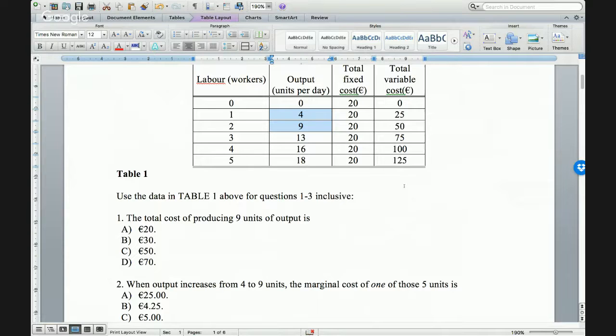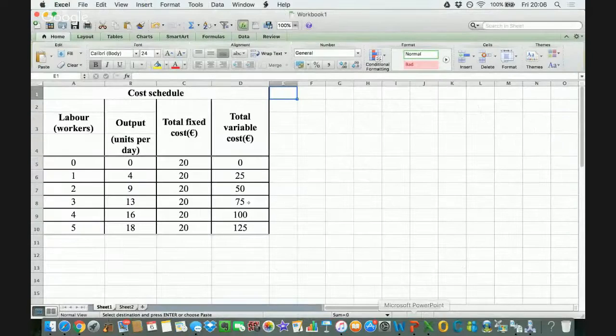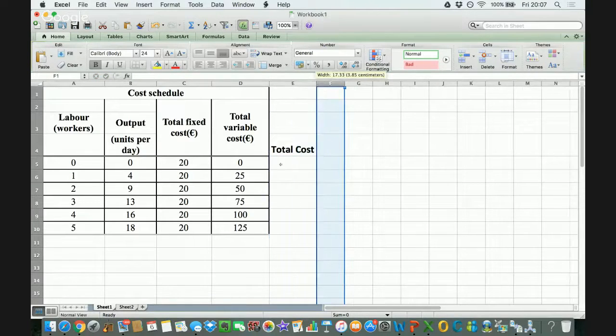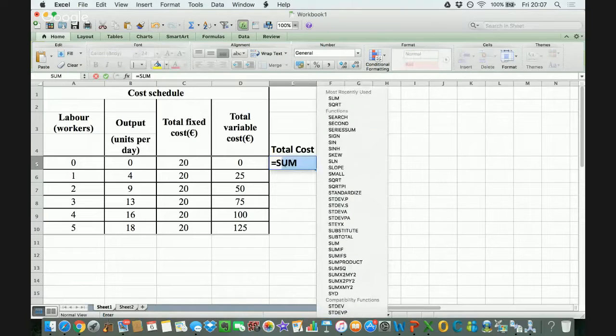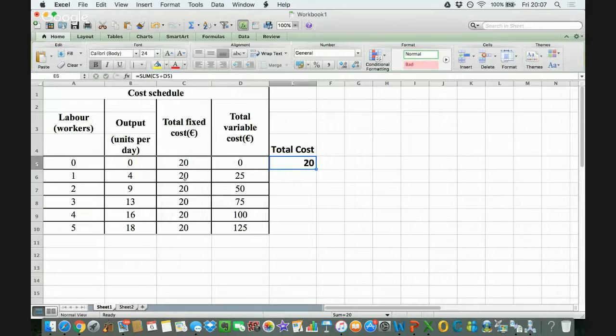I'm going to show you Excel with that table in it. Actually, it might make it a little bit clearer for you. I could put in total cost here. Total cost is your fixed plus your variable. Was 20. Next one is 45, and your answer to question 1 was 70. So you'll see that happening here. There's your 70 total cost.